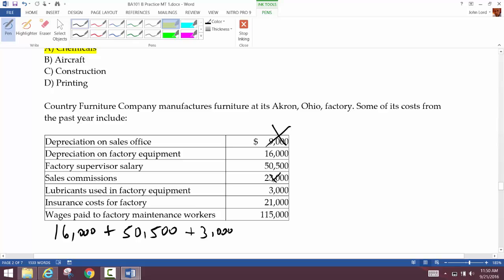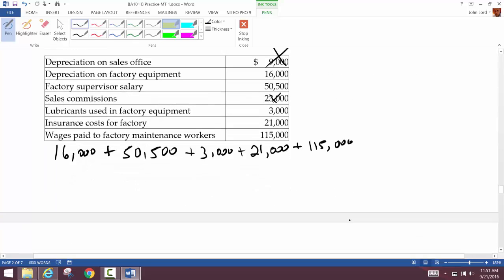How about insurance for the factory? Got to pick that up. How about wages paid to the factory maintenance workers? Got to pick them up, right? Those guys who fix all the machines and keep them running. We don't sit there and figure out how much time you spent maintaining each machine, right? 115,000, right?